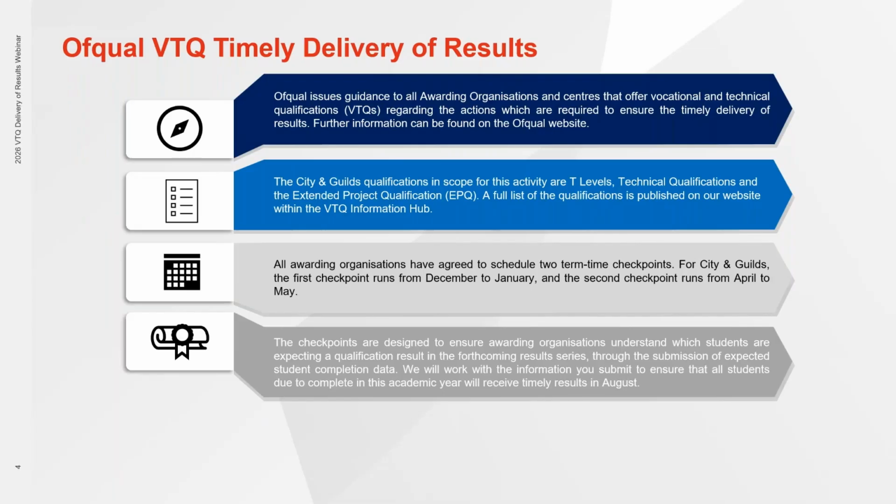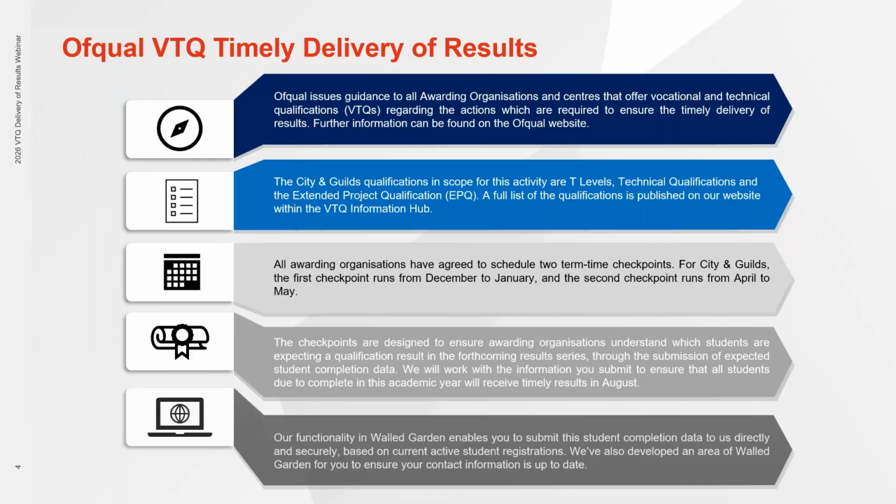Okay, so in this fourth box is a bit more information about why we carry out this checkpoint activity. The checkpoints are designed to ensure that awarding organisations understand which students are expecting a qualification result in the forthcoming results series through the submission of expected student completion data. So we will work with the information that you provide to ensure that all students due to complete their qualification in this academic year are able to receive timely results in August.